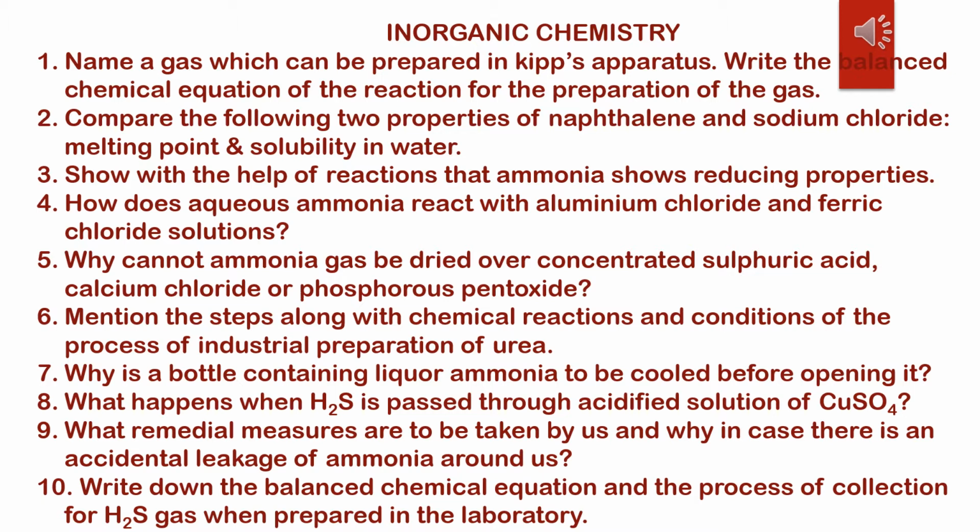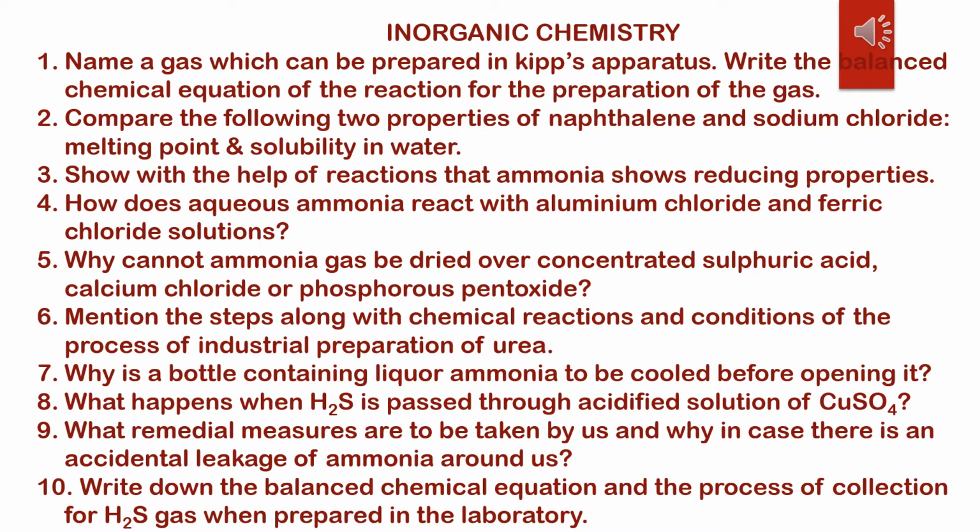Next question. What happens when H2S is passed through acidified solution of CuSO4? If H2S is passed through acidified blue-colored solution of CuSO4, the black precipitate of cupric sulfide, CuS, is formed. That is CuSO4 + H2S = CuS down arrow, color is black, + H2SO4.